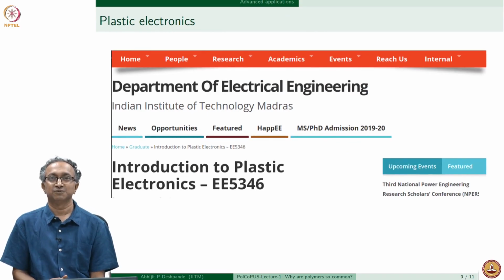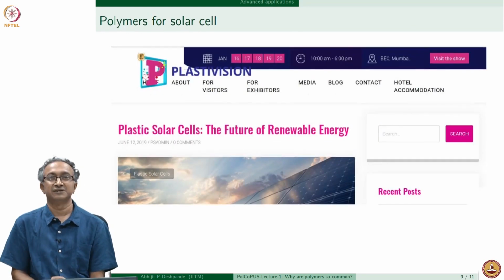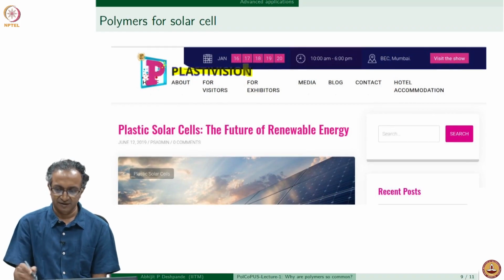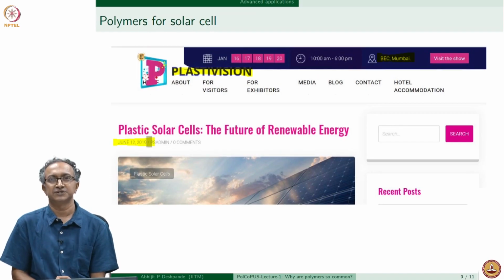But these days, it's possible to use polymers to make a transistor or any other device that is used in semiconductor processing. In fact, if you look at this announcement for an exposition and a conference related to plastics called Plastivision and held in Mumbai, and this is not so long ago, just a year ago, we can see that what is being highlighted is solar cell made out of plastics.